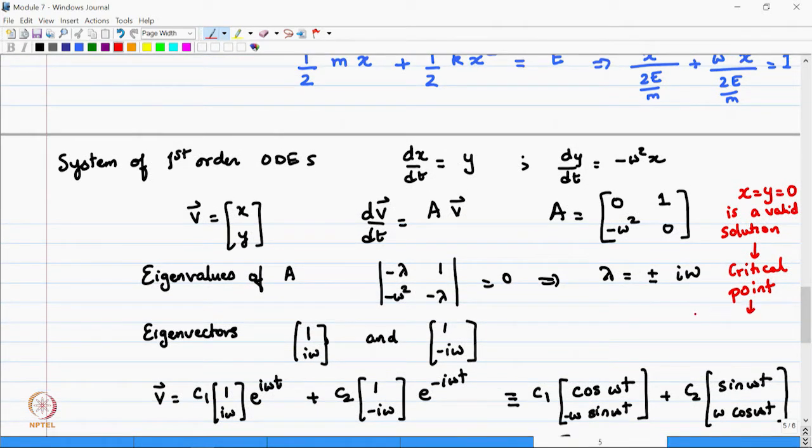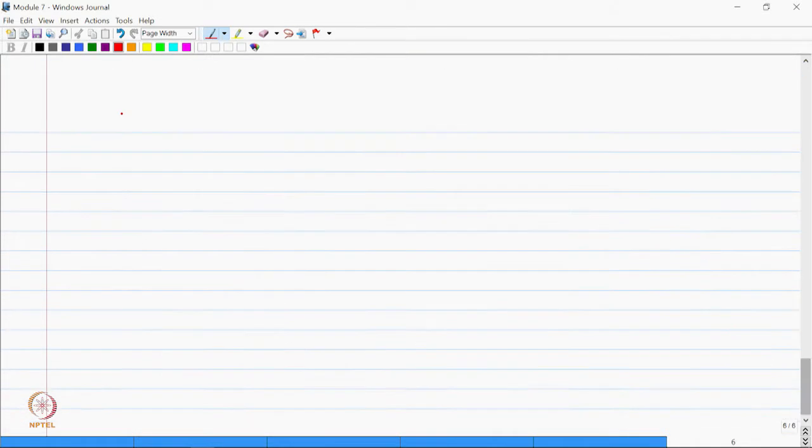In fact, this is called an equilibrium point, because once x equal to y equal to 0, there is no change in the solution. This is an important idea: x equal to y equal to 0 is a critical point. Any point with x equal to y equal to 0 for such a system of equations is called a critical point, and in this case it is called an equilibrium critical point.